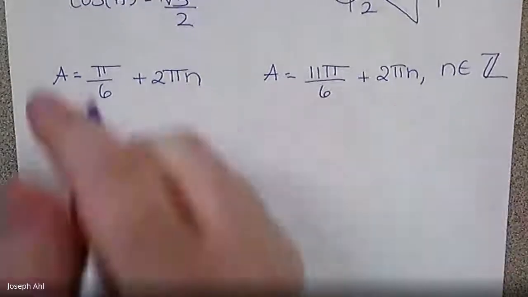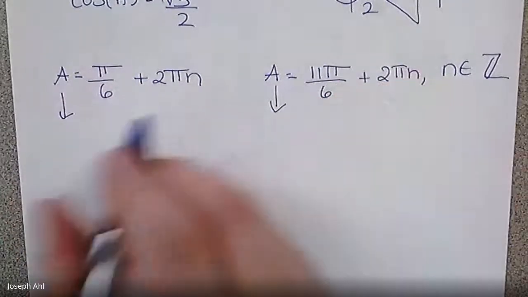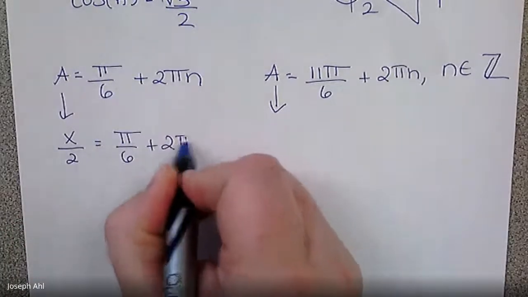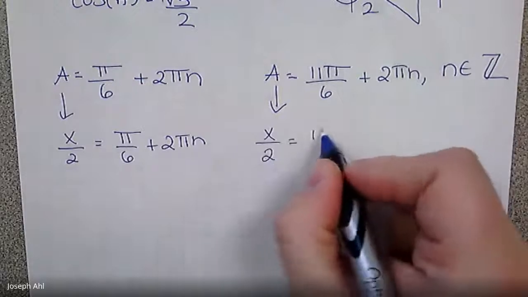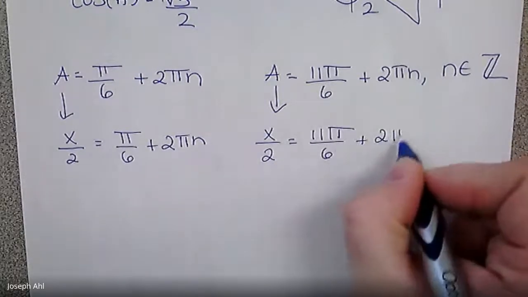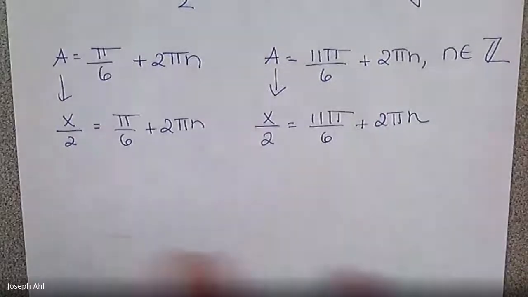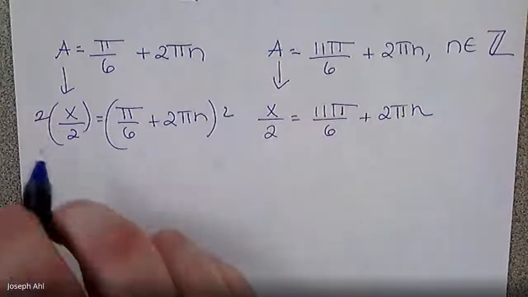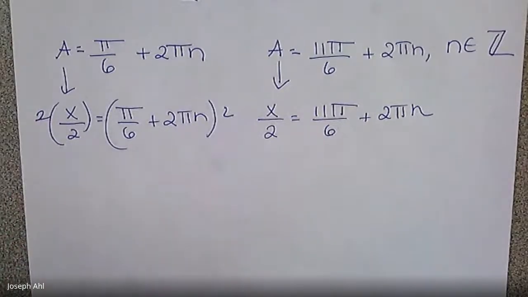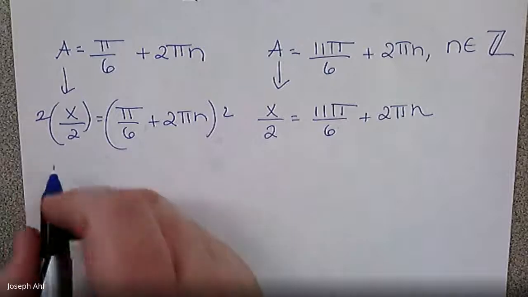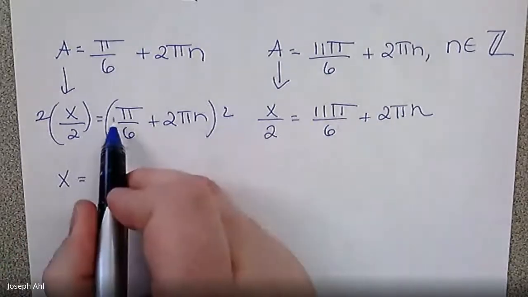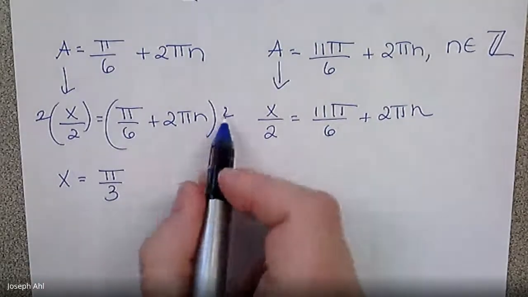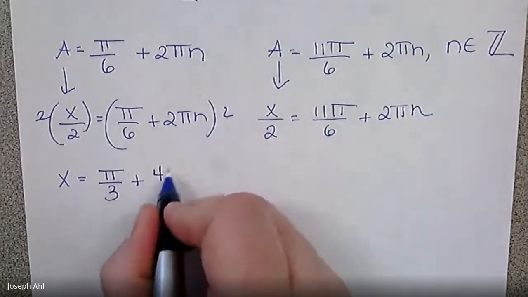Okay, now at this point, I'm going to replace a with x over 2. That was the dummy variable substitution we did. Pi over 6 plus 2 pi n, and then x over 2 equals 11 pi over 6 plus 2 pi n. All right, so now to get x alone, I'm going to double both sides, right? If I want to get rid of dividing by 2, I should multiply both sides by 2. When I do that, here's what we're going to get. x equals 2 pi over 6, which was the same thing as pi over 3. And then when I double 2 pi n, that's 4 pi n now.